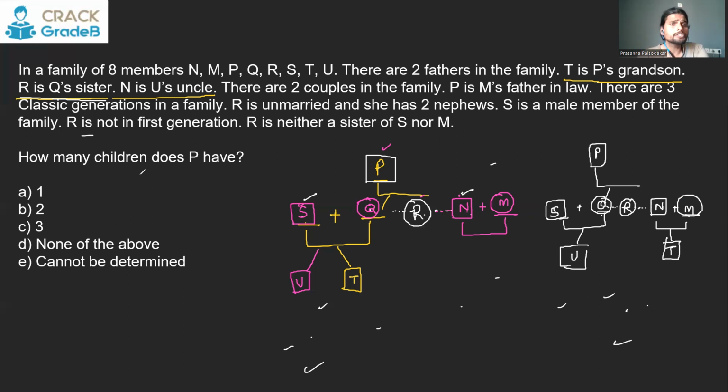So let us try to answer the questions. How many children does P have? In both the cases, P is going to have 3 children: Q, R, N, and Q, R, N. So the answer to this question is going to be 3. Let's see the next one.